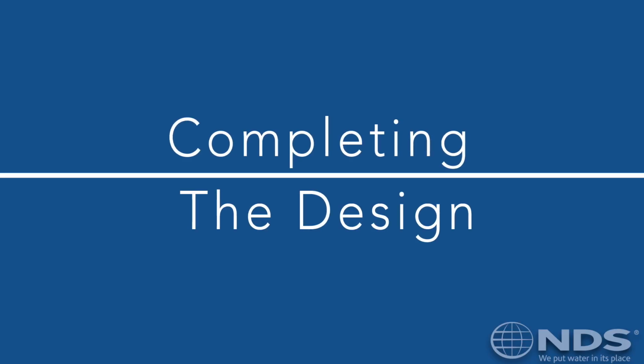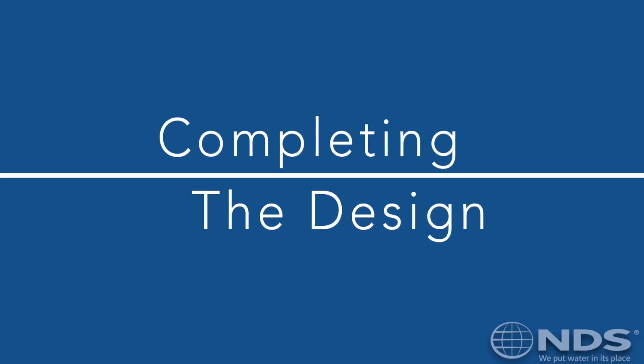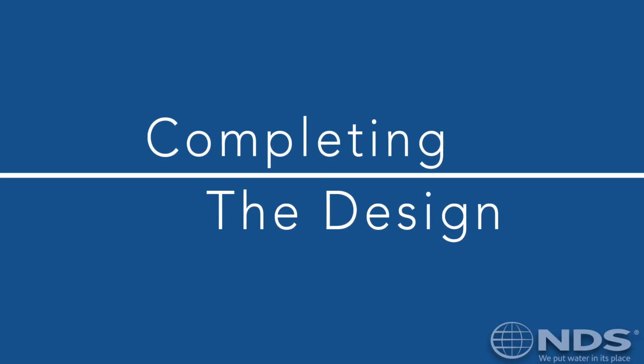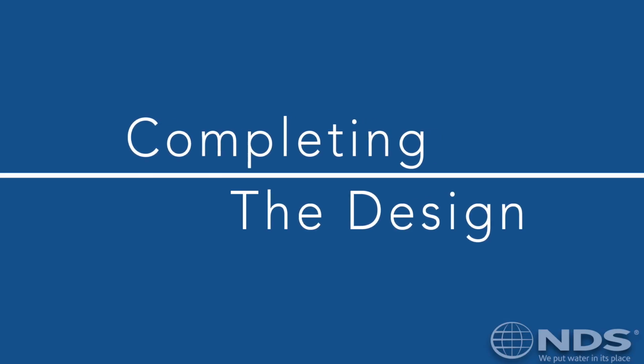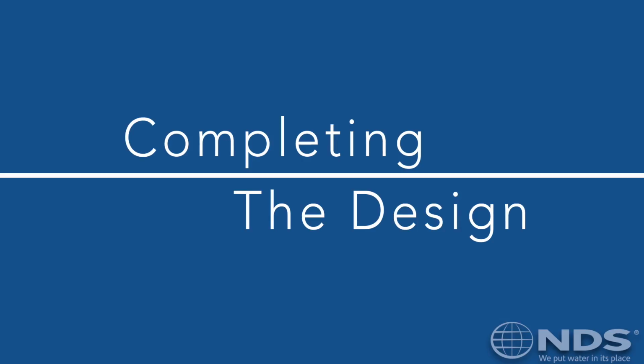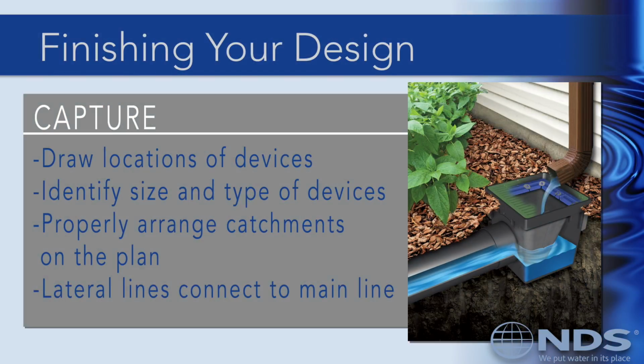Now that we have laid out the system by identifying capture points, mapping out the conveying pipe to the infiltration areas and discharge points, and we have made the calculations necessary to size the capture devices, pipe, infiltration components, and discharge method, we are ready to complete our design. Draw in the location and clearly identify the size and type of all capture devices on the plot plan.